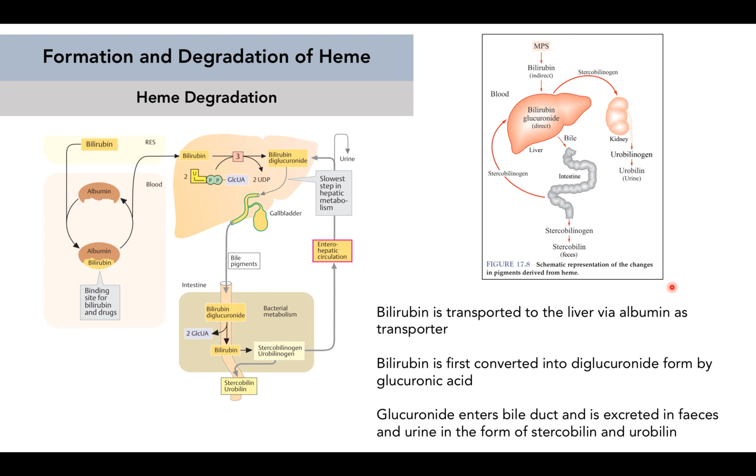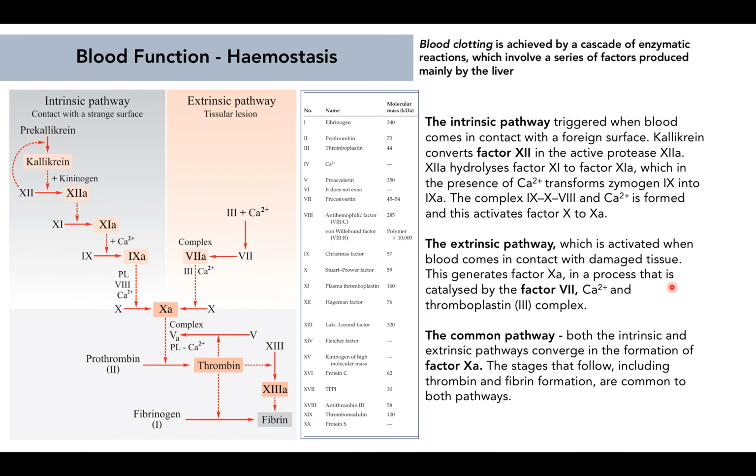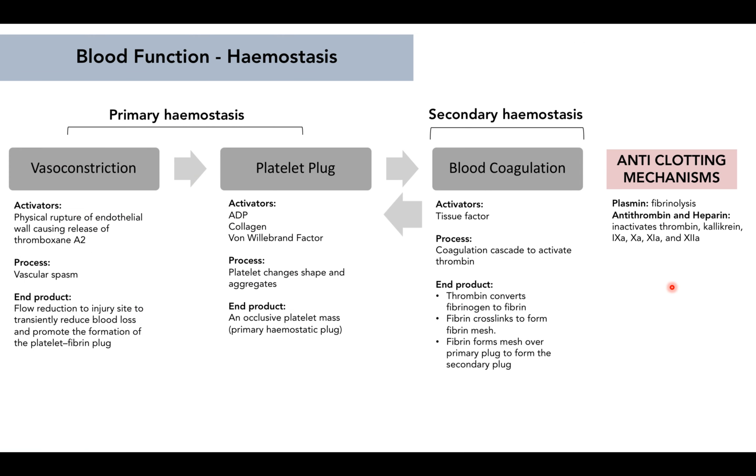Okay, so that's basically all that we need to talk about regarding heme and how it's formed and how it's degraded. So next we're going to talk about the function of hemostasis. So how is blood responsible for stopping the bleed? There is a special component in blood that is responsible for stopping the process of bleeding when there is a physical rupture of the vessels.